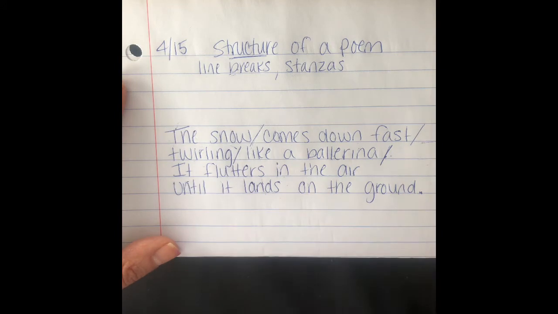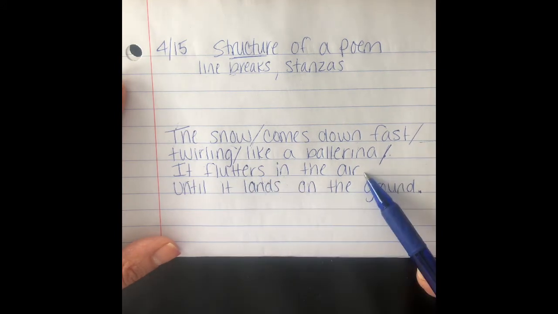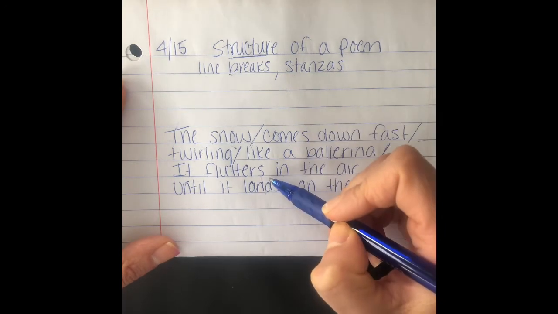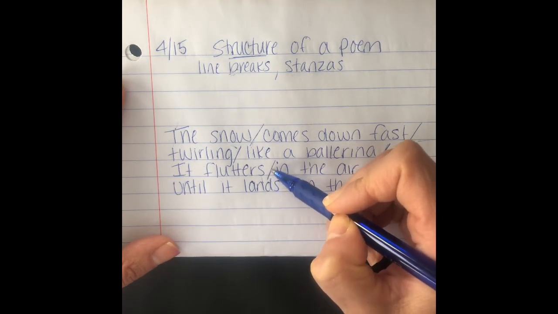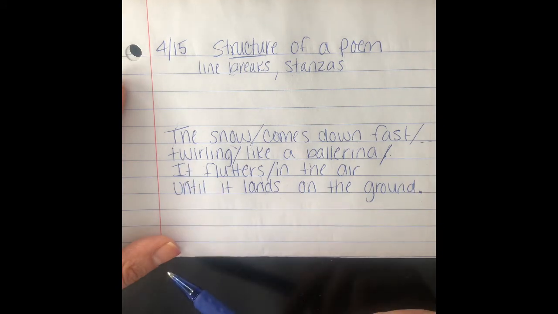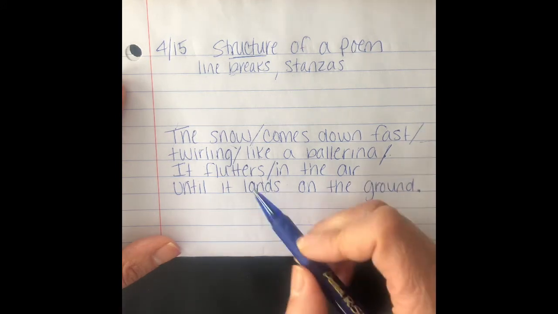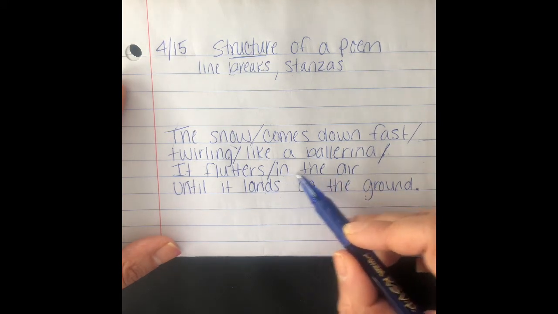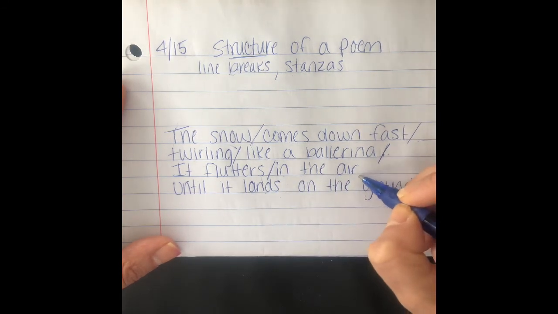Okay, my next line, it flutters in the air. Yeah, I want to break that up a little bit. I think I'm going to try a line break right here. The snow comes down fast, twirling like a ballerina. It flutters. Yeah, that sounds good. Okay, keep going. I think I'm going to keep these on one line and add a line break here.